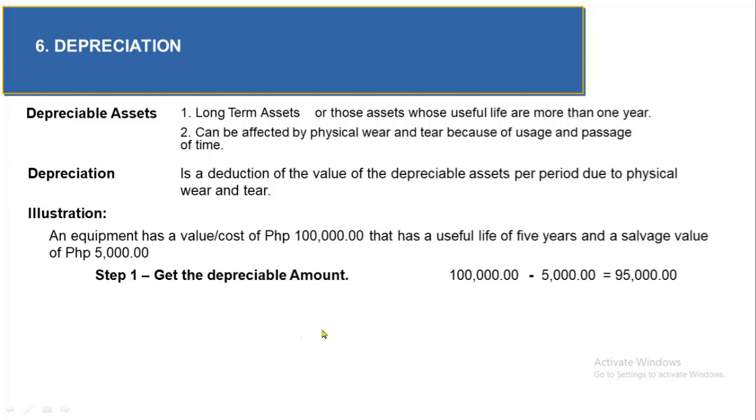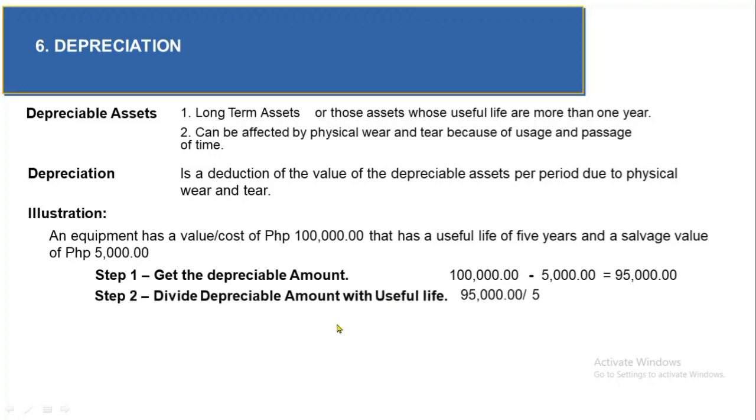So if you analyze the problem, then the conclusion is even after the equipment has been fully utilized, it still has a value of 5,000. So the maximum decrease in its value during its useful life of 5 years is only 95,000. The next step is to divide the depreciable amount with the useful life, which is 95,000 divided by 5 years equals 19,000. So that is the depreciation, or what we call the decrease in value per year of the equipment because of physical wear and tear.